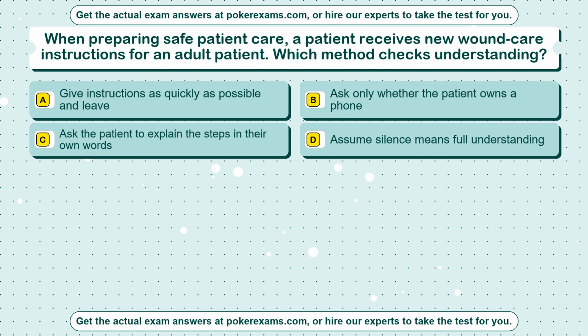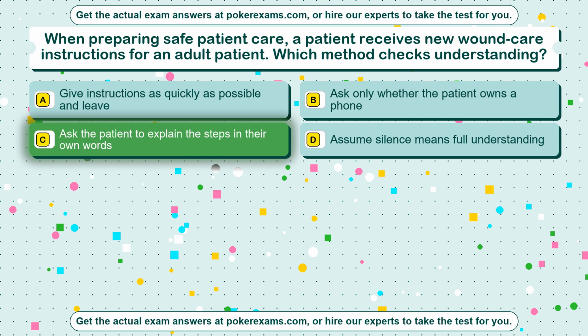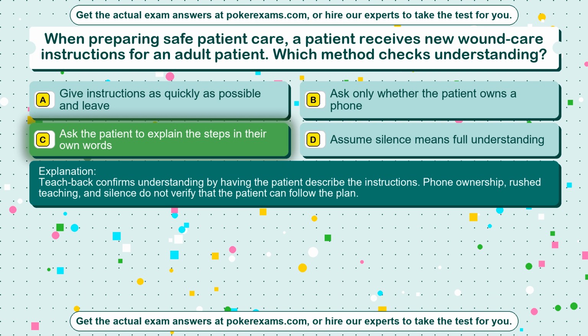Question 81. When preparing safe patient care, a patient receives new wound care instructions for an adult patient. Which method checks understanding? Option A. Give instructions as quickly as possible and leave. Option B. Ask only whether the patient owns a phone. Option C. Ask the patient to explain the steps in their own words. Option D. Assume silence means full understanding. The correct answer is option C. Ask the patient to explain the steps in their own words. Teach back confirms understanding by having the patient describe the instructions. Phone ownership, rushed teaching, and silence do not verify that the patient can follow the plan.